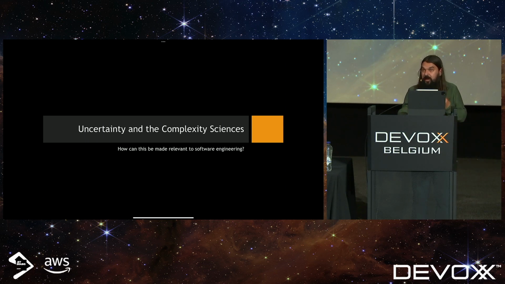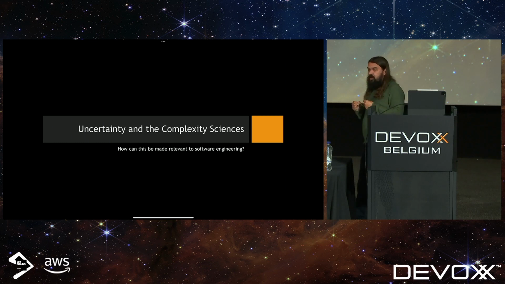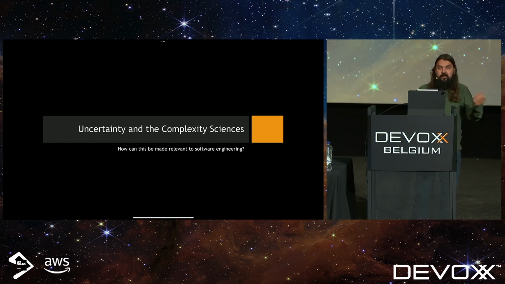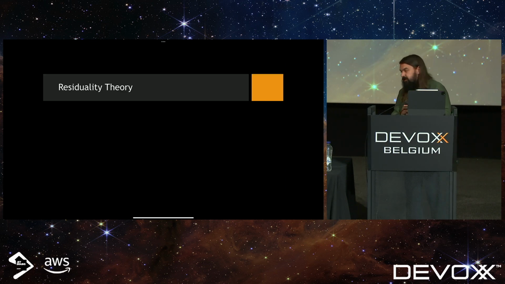So we're going to look at a couple of ideas that I've plucked from the complexity sciences that will help us to look at complexity science through the lens of a software engineer and software engineering through the lens of a complexity scientist. And that brings us to something called residuality theory, which at a philosophical level is very, very simple.